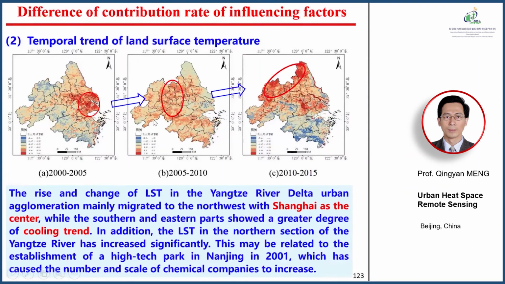The rising change of the LST in the Yangtze River Delta urban agglomeration mainly migrated from the northwest with Shanghai as the center, while the south and the east parts show a greater degree of cooling trend. In addition, the LST in the northern section of the Yangtze River has increased significantly. Also, this may be related to the establishment of the high-tech park in Nanjing in 2001.